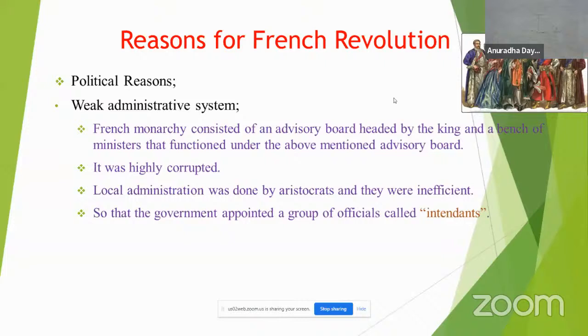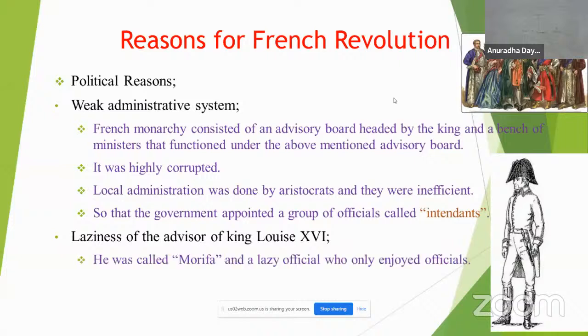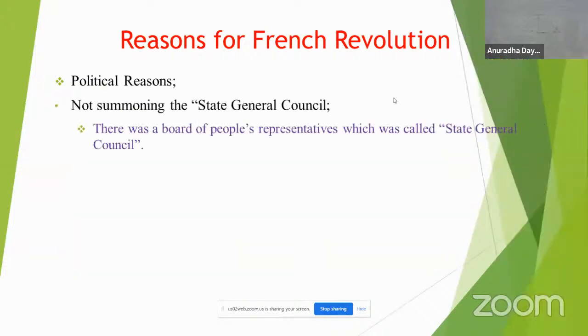Normally, the tax collection authority was under the nobles. Now, the nobles and intendants started fighting against each other because of this tax collection problem. Then there was the laziness of the king's advisor. King Louis XVI had an advisor. He was also lazy. He was Maurepas, a very old person, 74 years, and he was not bringing any reformations. Even now, Louis XVI's wife was very proud, and she was unnecessarily interfering in political matters. Even the advisor was not good. That's why the people came for the struggle.